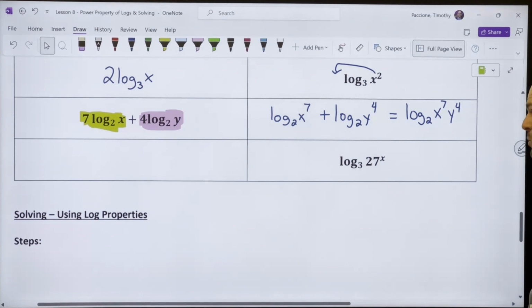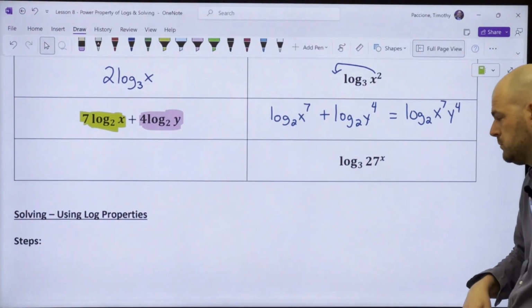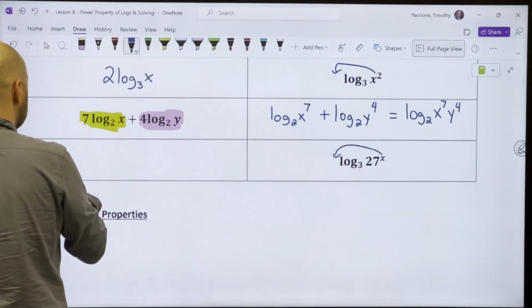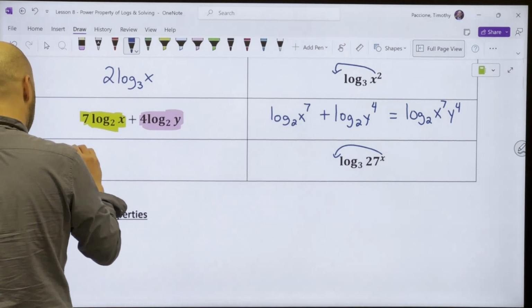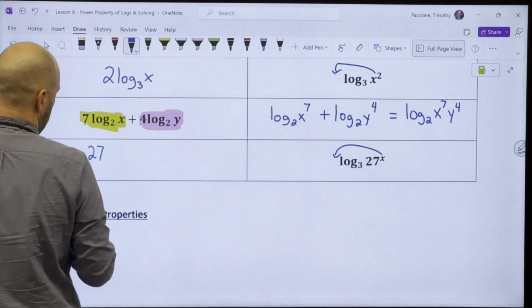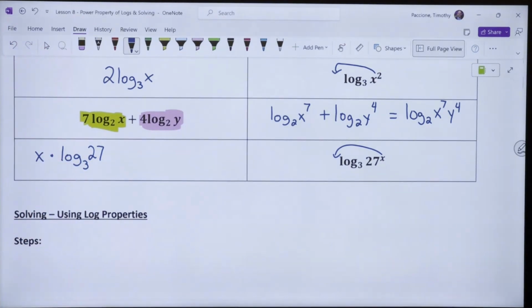Now this one, my first instinct based on today's lesson, what am I going to do? X out front. Okay, so this gives me x times log base 3 of 27. But 27 is 3 cubed. What can I do with that information? We can put the 3 outside, put the 3 up to the front.